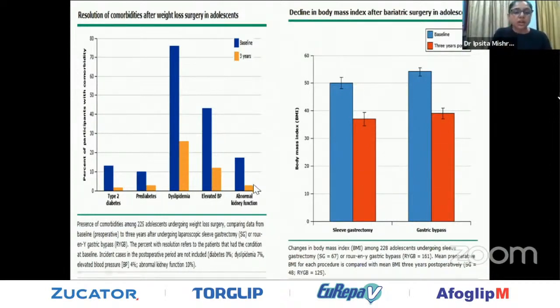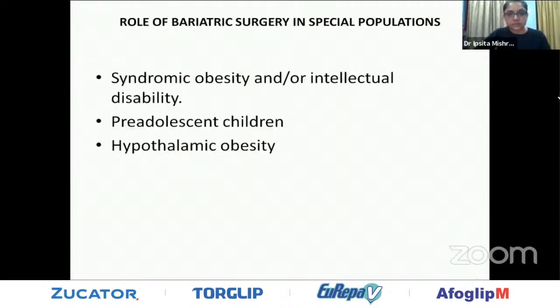And this data found that for a large number of comorbidities, there was a reduction in the percentage of comorbidities 3 years following surgery. In this group of children, the most commonly performed surgeries were RYGB and the sleeve gastrectomy. And it was found that both the sleeve gastrectomy and RYGB had a similar reduction of BMI at the 3-year follow-up. So these are good data regarding bariatric surgery in adolescents.